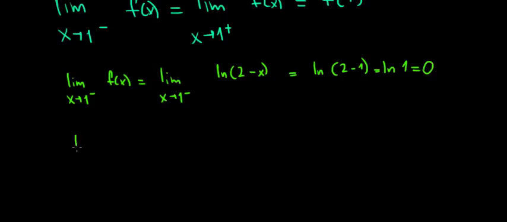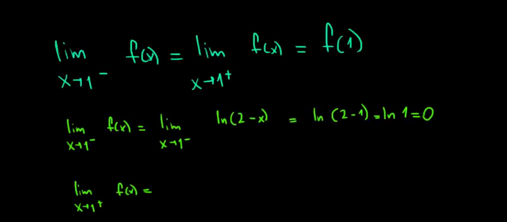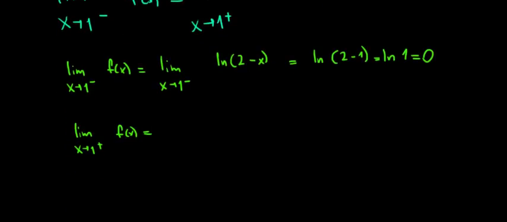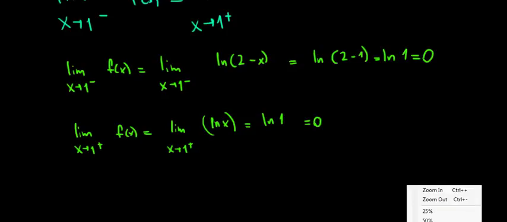Now let's go to the other case. What is the limit as x approaches 1 from the positive side? Well, from the positive side, we go back to our piecewise function, and we can see that if x is greater than 1, so approaching 1 from the positive side, the shape of the function is ln of x. So let's substitute that into here. We would have the limit as x approaches 1 from the positive side of ln of x, and that would equal ln of 1, and that's just 0. Okay, so we can see so far that the limits are equal.